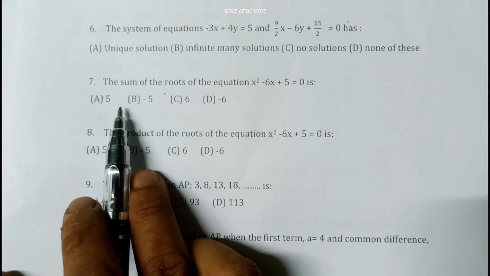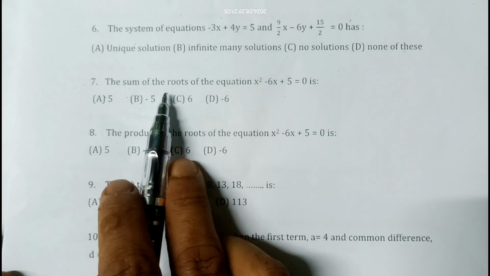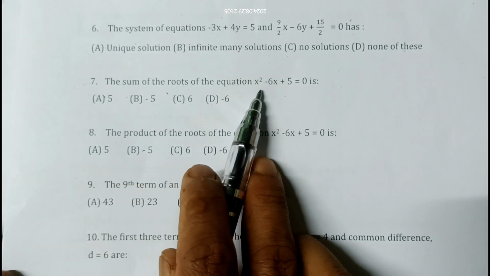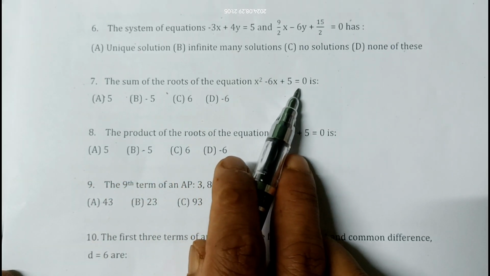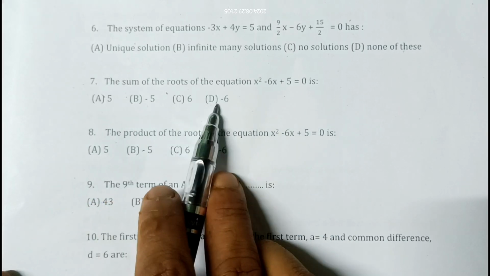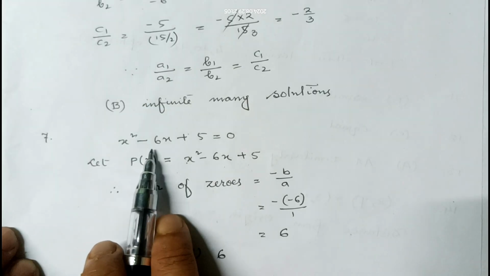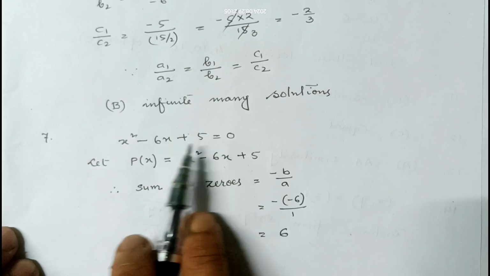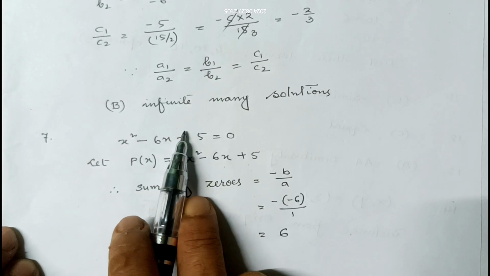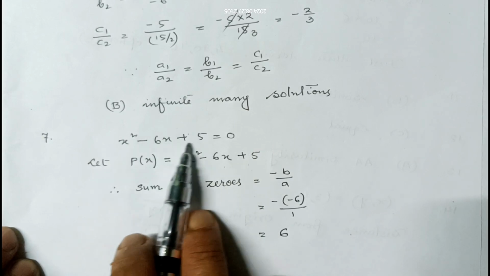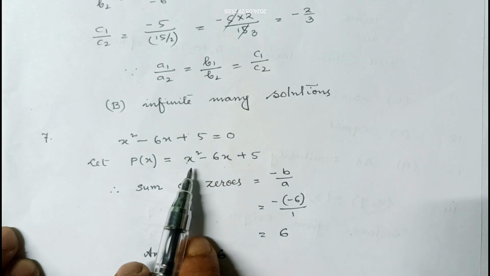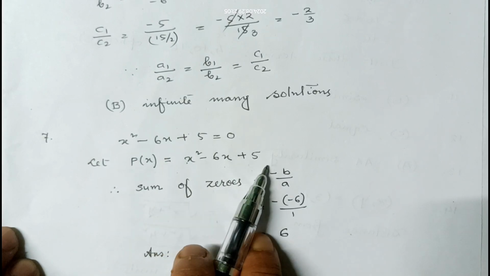In question number 7, it is given the sum of the roots of the equation x square minus 6x plus 5 equals 0 is, here 4 options are given. We have to find the sum of the roots. Here it is given x square minus 6x plus 5 equals 0, which is a quadratic equation. If you take the left hand side, then it's a polynomial. So p(x) equals x square minus 6x plus 5.